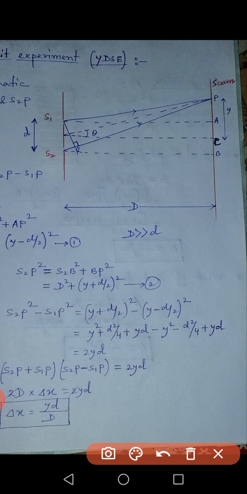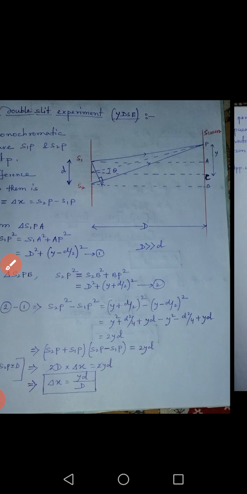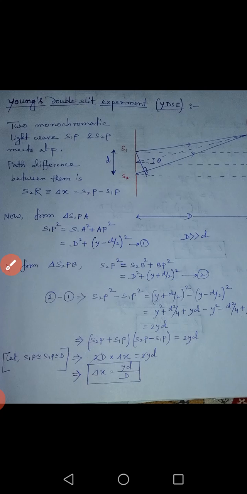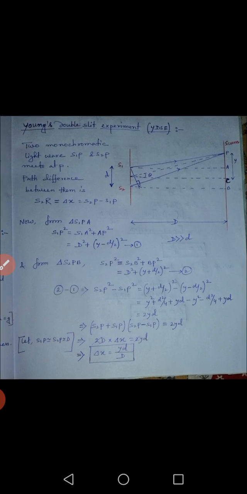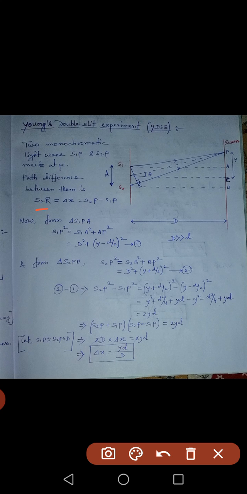Fine. Now as I already told you, S2R is the path difference. So now we will find out this path difference S2R. Certain assumptions we have to consider here. I have written here S2R is delta x, meaning there is a path difference, and S2R is nothing but the path difference, right? So path difference means what? The larger path S2P minus S1P. So that's what I have written, S2P minus S1P.